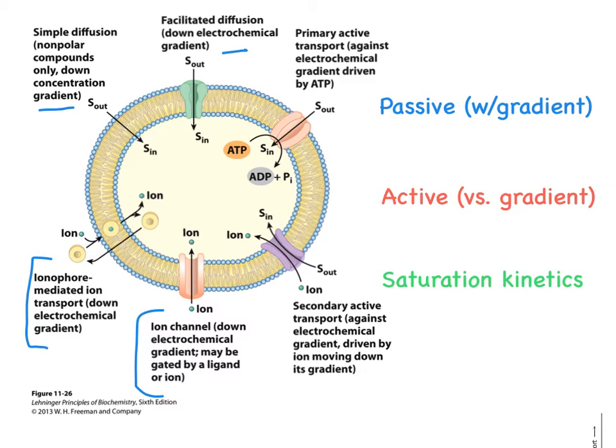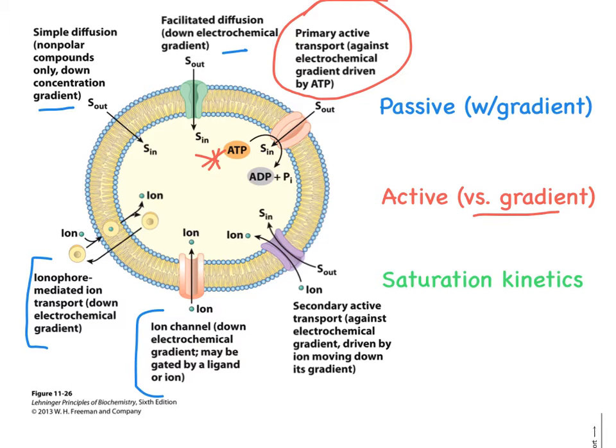In contrast, there are two types of active transport. In both of these cases, we're going against the concentration gradients. So our two types of active processes will be the primary active transport. In this case, we are going against the electrochemical gradient, and this energy is going to be provided by ATP.